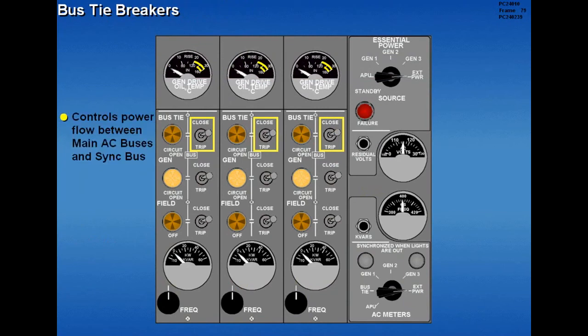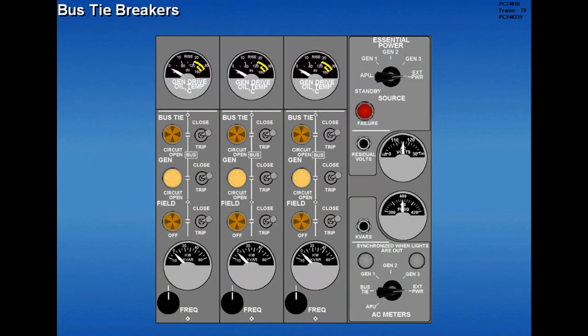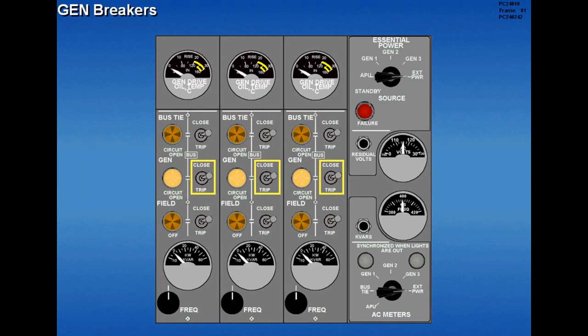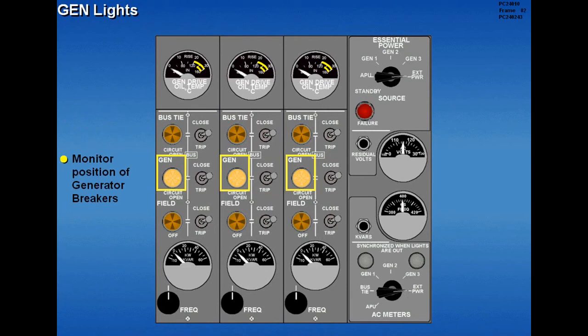The bus tie breakers control the power flow between the main AC buses and the sync bus. The bus tie lights monitor the position of the bus tie breakers. The lights are extinguished when the bus tie breakers are closed. When generator output is normal, the generator breakers connect the generators to the respective main AC bus. The generator lights monitor the position of the generator breakers. With the generators not operating or the breakers tripped, the lights are illuminated.